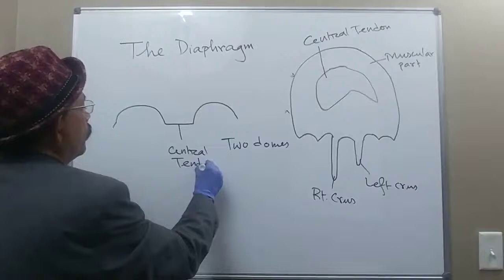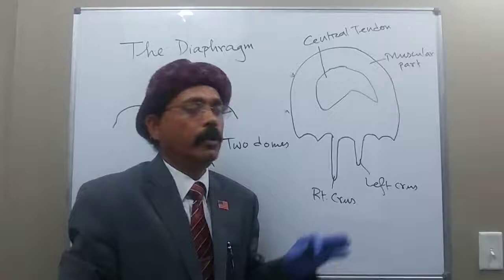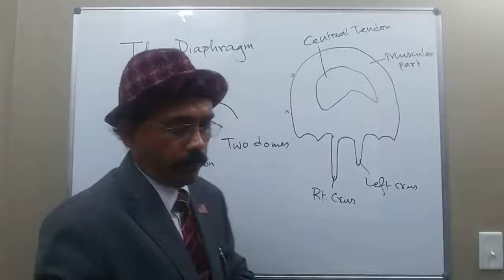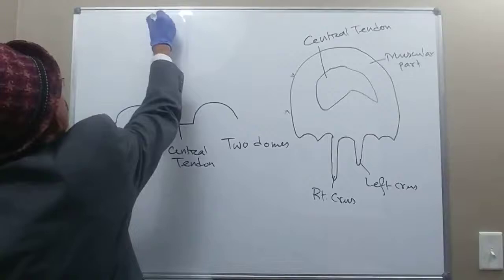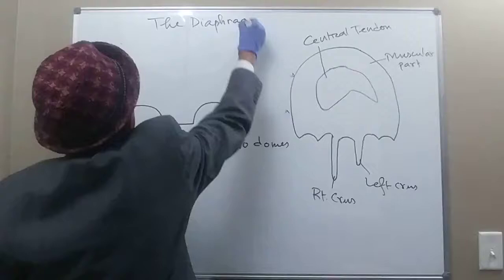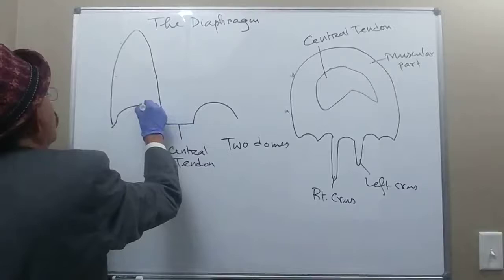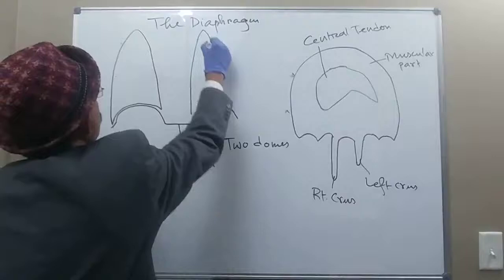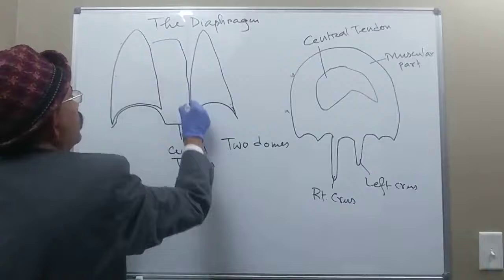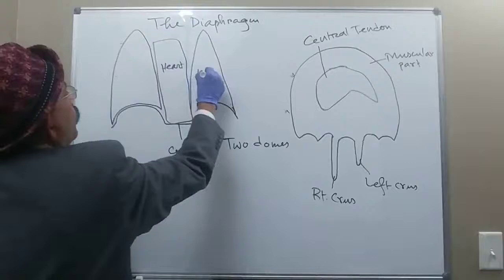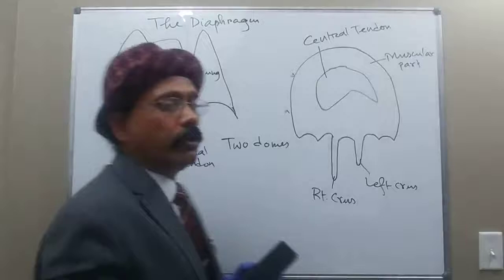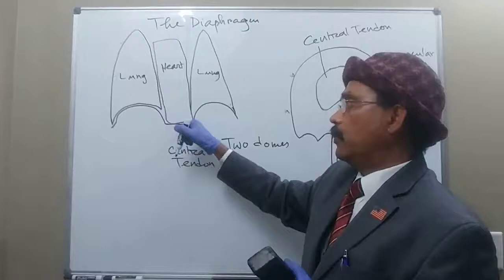Then we have to know what structures are above the domes and what structures are below the diaphragmatic domes. Here we get one lung, another lung here, and in the middle, this area is for the heart. So above the dome of the diaphragm, we have the lungs. On the central tendon or plateau of the diaphragm, we have the heart.